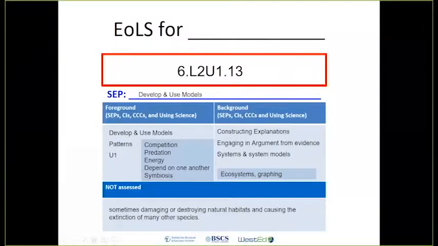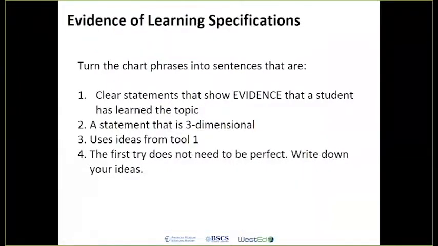So in the template, I put everything that I want to think about as evidence that they have learned Standard 6, number 13. I could add a lot more to this, and this is why it's a little bit difficult to do it on this online format, but I could definitely add a lot more to this. But I'm going to now think about what I've already written and make sure that I turn those phrases that I just gave you into clear statements that show evidence that a student has learned the topic.